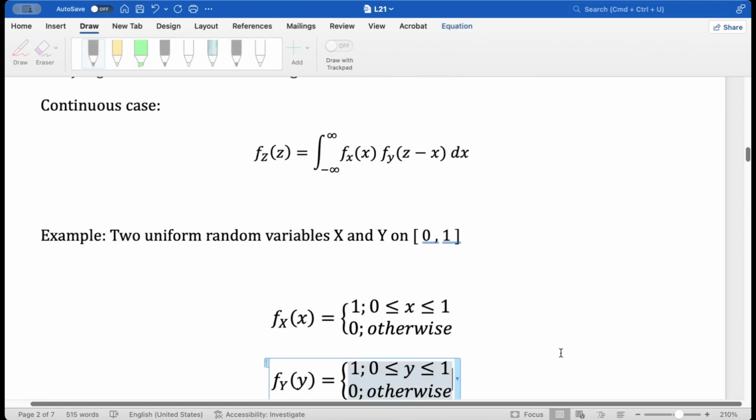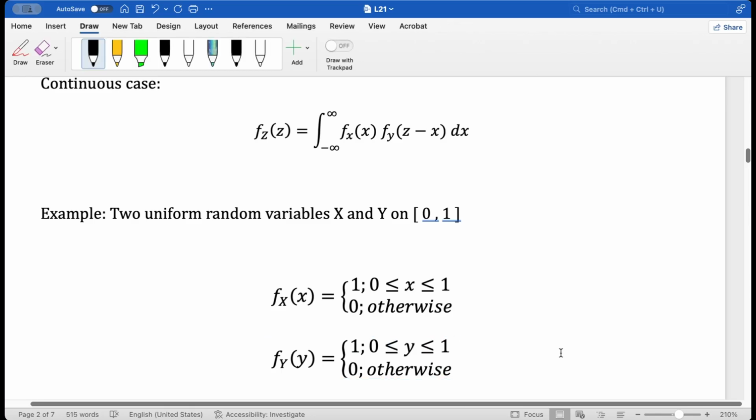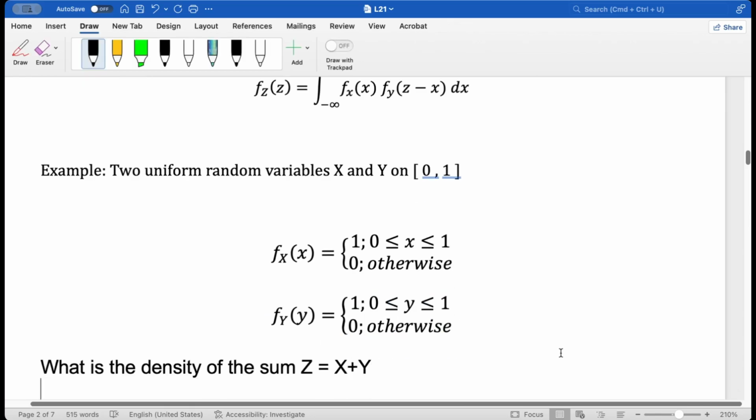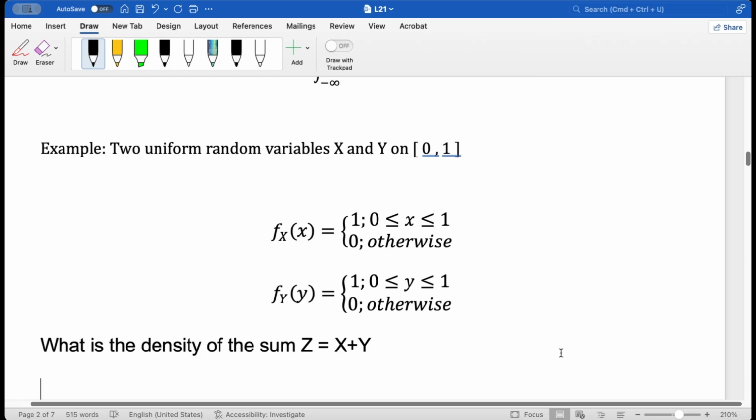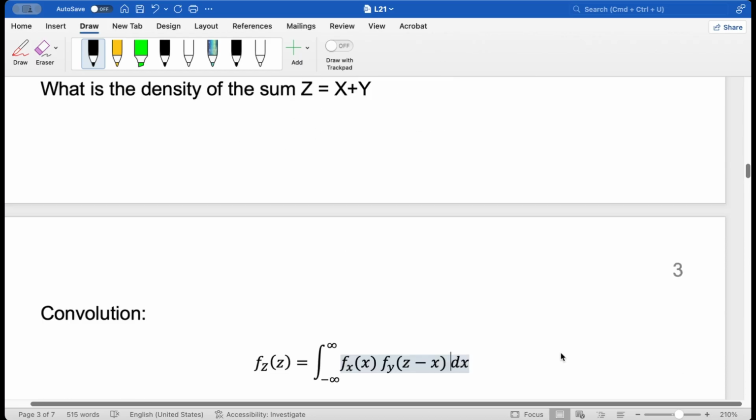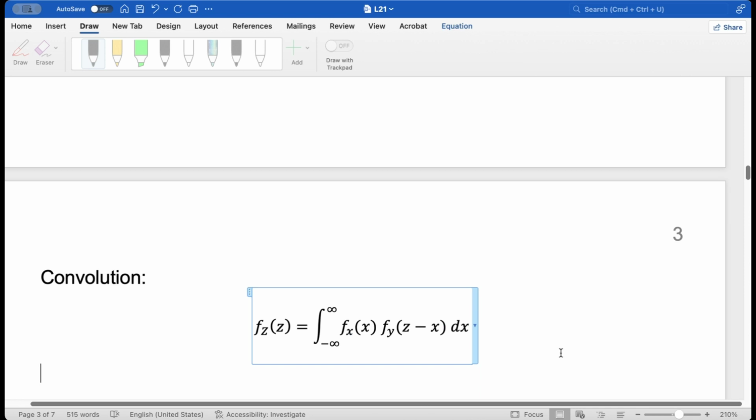Now we're going to take a look at the uniform situation, this time continuous, on the interval 0, 1. On the interval 0, 1, each density is a constant 1 when the variable's between 0 and 1, and it's 0 otherwise. So we're going to look at the density of the sum z equals x plus y. We're going to do the convolution. Okay, so it's the convolution here, density of x times density of y evaluated at z minus x.